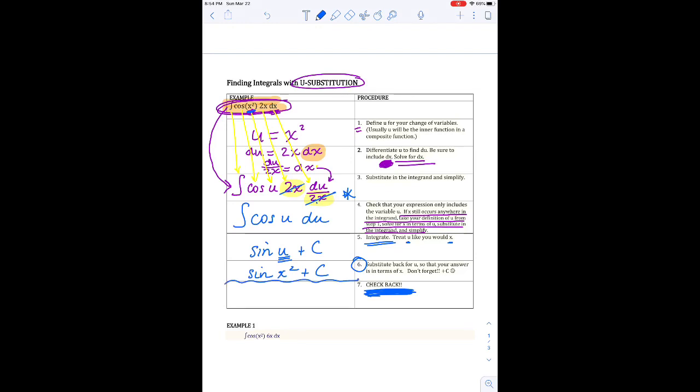The derivative of sine of x squared is cosine of x squared times the derivative of the inside, which would be 2x. And then you're checking yourself. Is that what we had to start with? And the answer is yes. Yay!